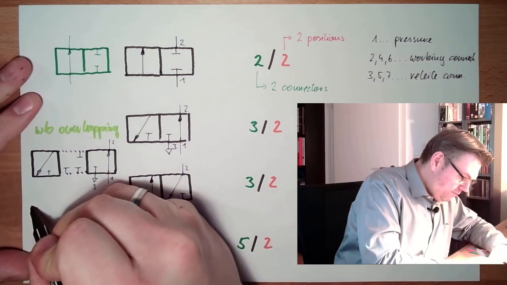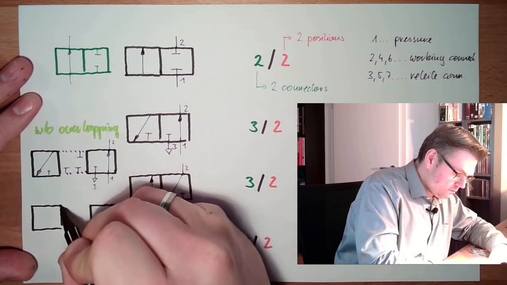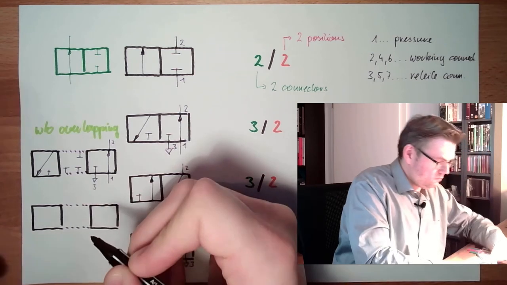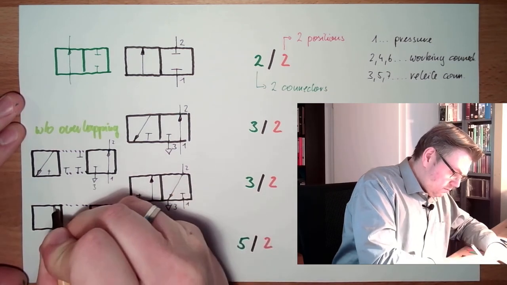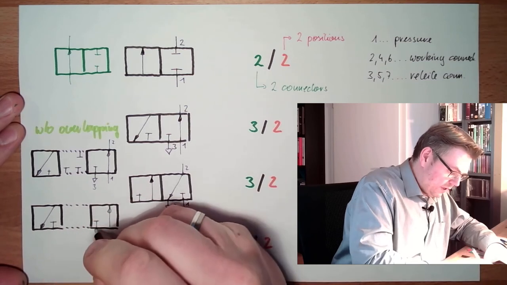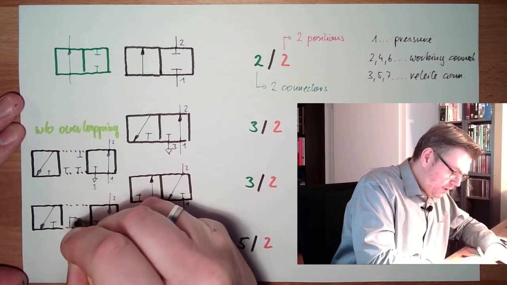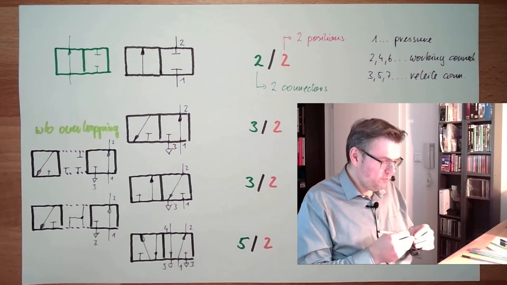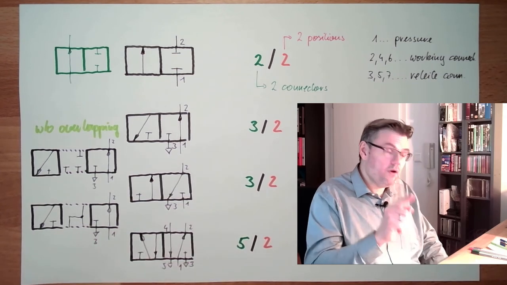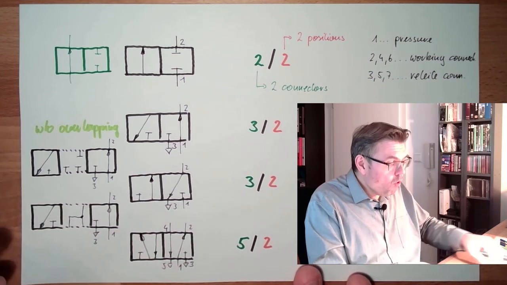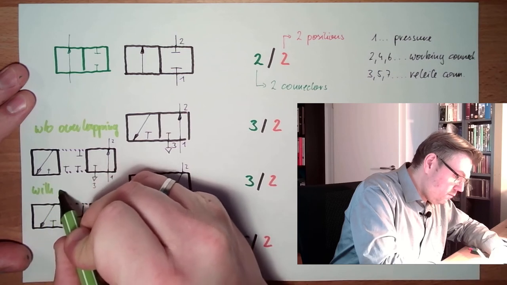Another possibility would be like this. Again, the same. And here we can do it like this. So this would be with overlapping. So during switching, all connectors are connected to each other with overlapping.